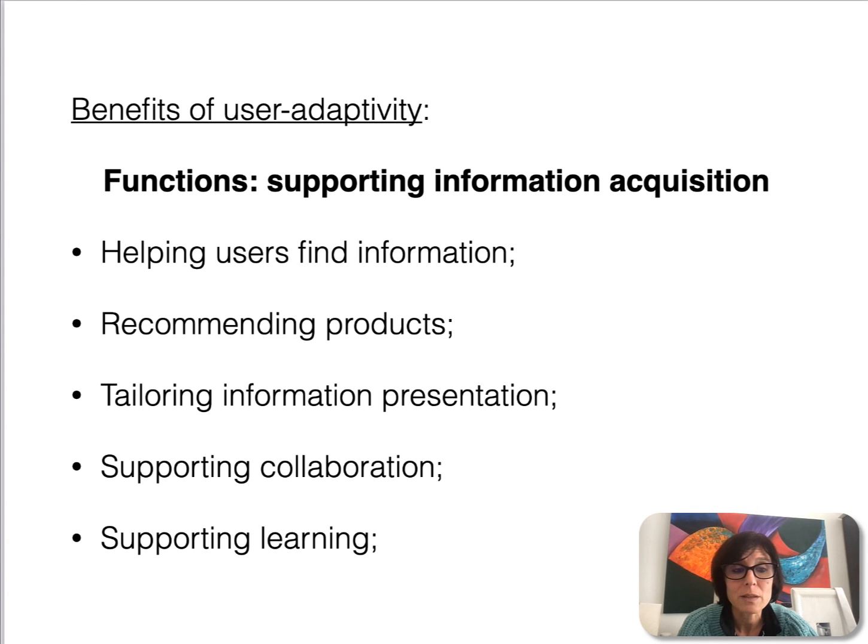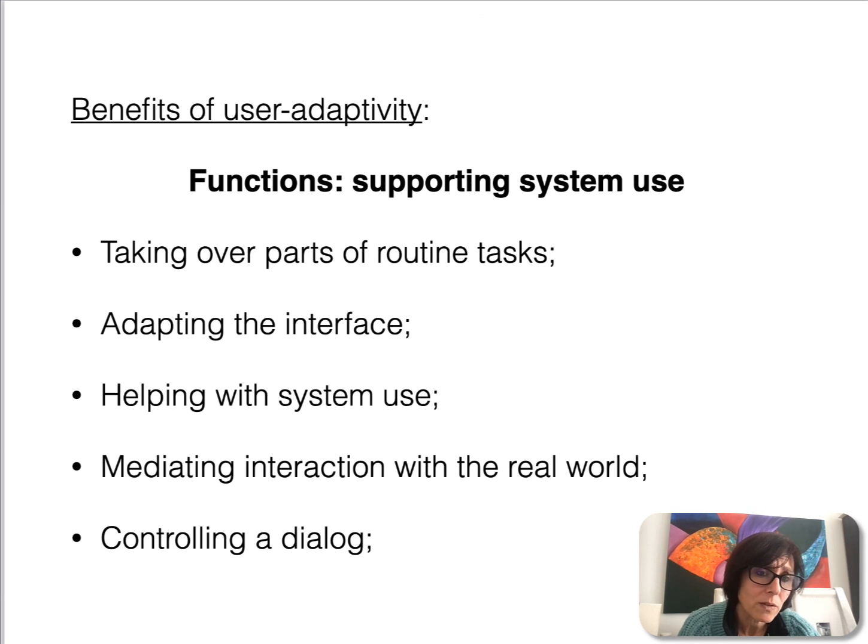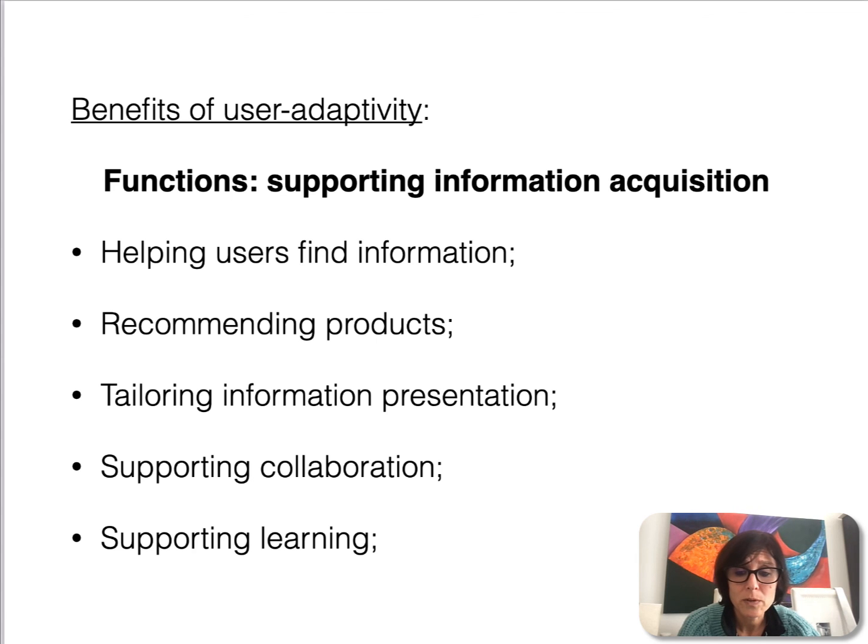When using user adaptivity to support information acquisition, the intelligent agent will help users navigate through and find the right information at the right time. We recommend the right products based on current preferences, and tailor and present information in the most meaningful and useful way for the user. It will also provide different ways of supporting collaboration and supporting learning in the way which is more adequate for the user. Okay, so we have supporting system use and supporting information acquisition.